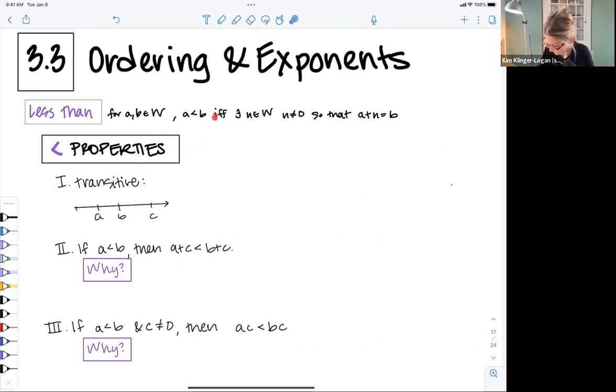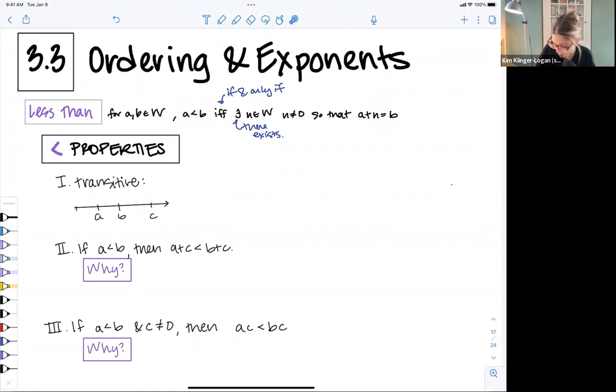Remember, this means if and only if there is a number n in W, so another whole number that's not 0, so that A plus that whole number is equal to B. I'll write down, this is if and only if, and this is there exists. So A is less than B if there's some other whole number that I add to A in order to get to B, is how we want to think about this definition. And the symbol that we use to say that A is less than B is this little caret.